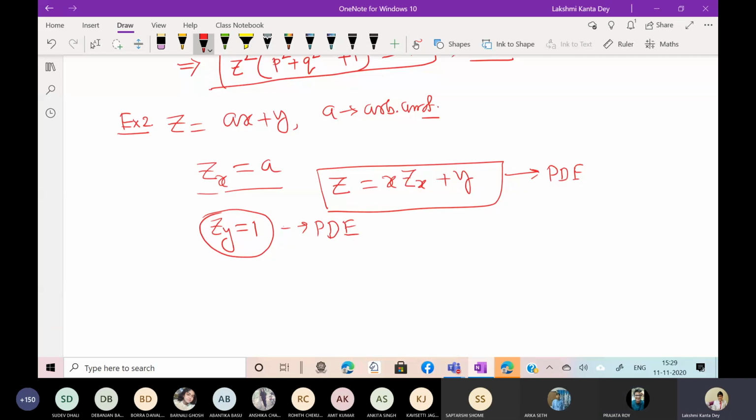Differentiate this thing with respect to y partially, then on the left hand side it will be z_y, and on the right hand side it will be 1 only. So look at this partial differential equation. This is already a partial differential equation, but it is without any arbitrary constant. So this is again a partial differential equation. We see that the partial differential equations are not unique here, but the order is 1, of course. Understand? So this is of category 2.